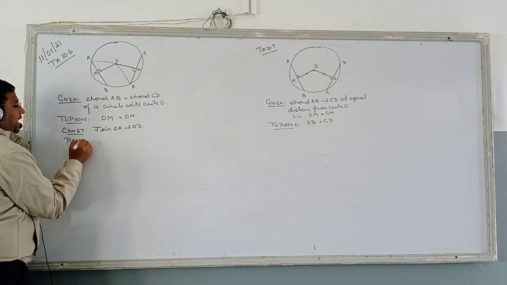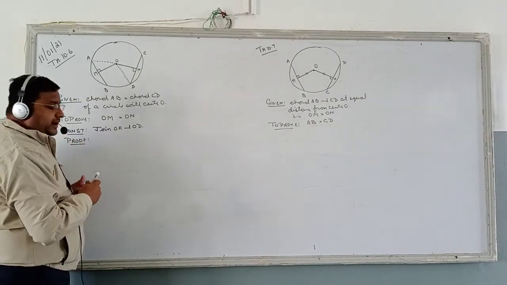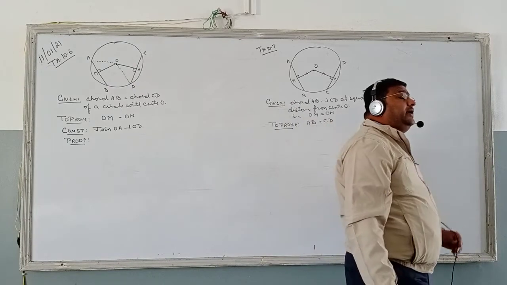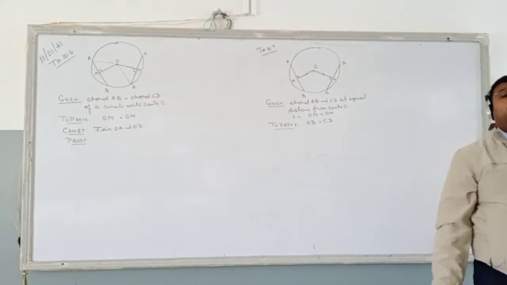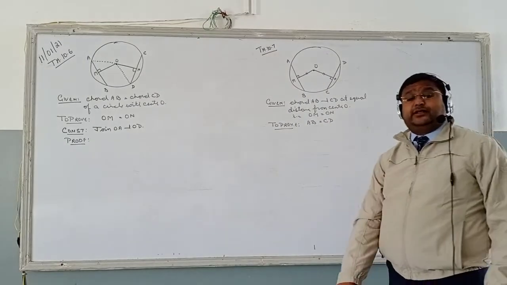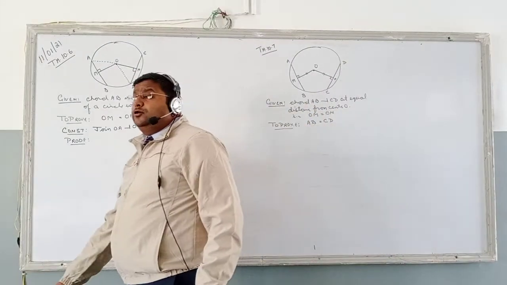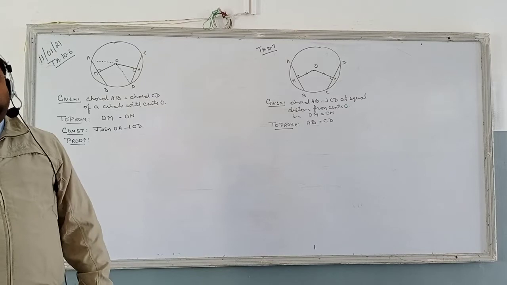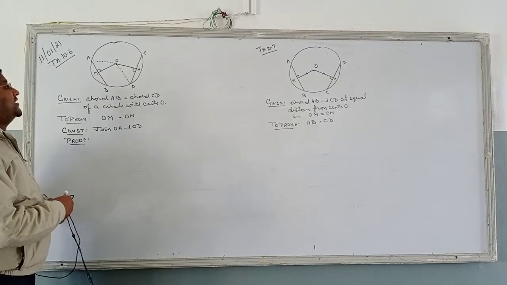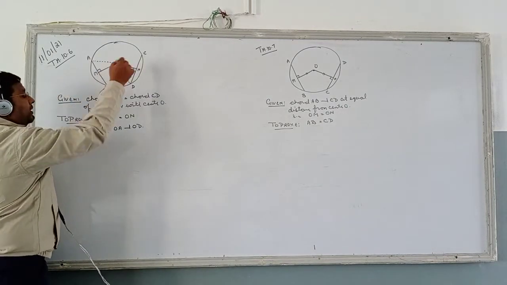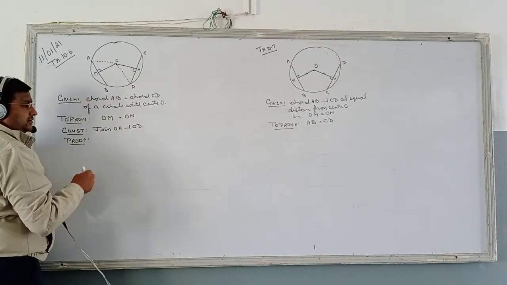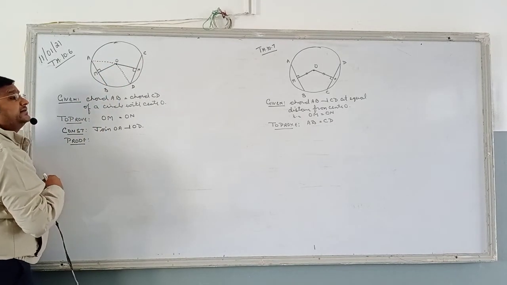Proof. Now, I have been stating this to you in class 9 again and again, that in geometry the most important part is observation. You have to observe whatever things are given to you. So here also, observe what is given to us. First, these chords are equal. Second, OM and ON are perpendiculars from the center.